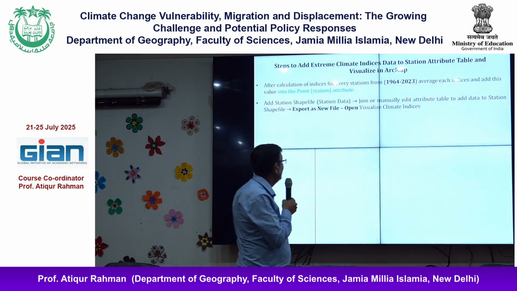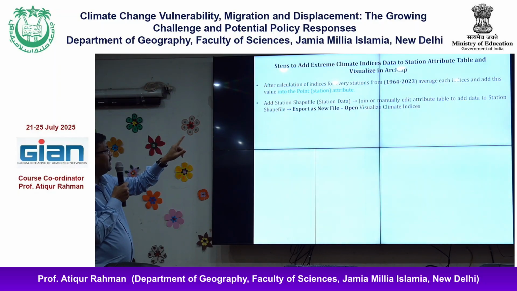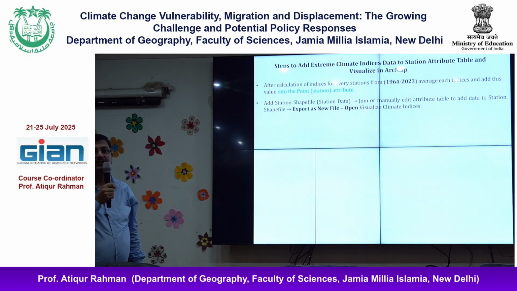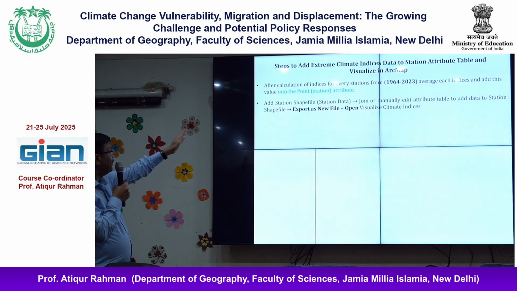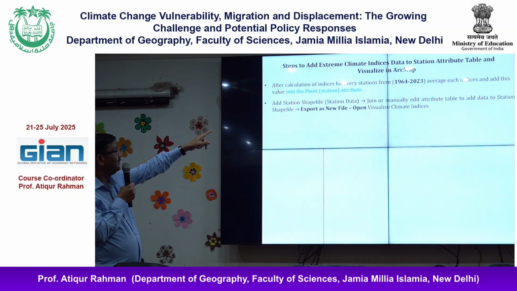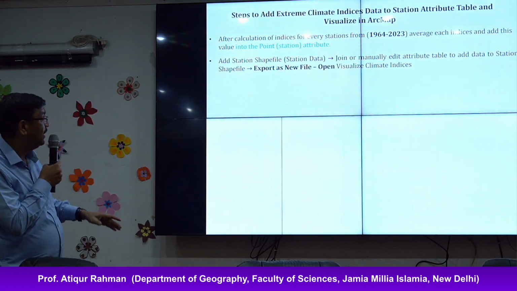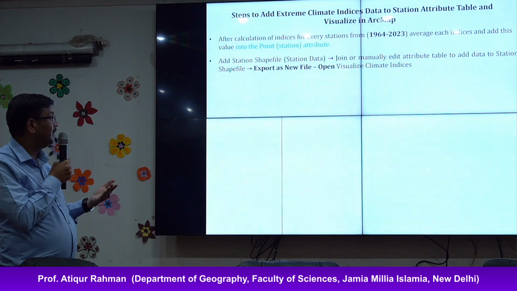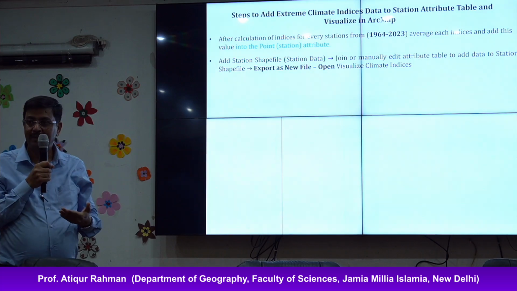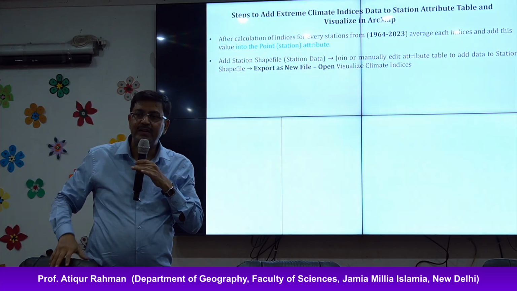Next, please. Now, then we go to add extreme climate indices data to station attribute table and visualize in the ArcGIS software. What we do? This is after calculating 9 indices for every station from 1964 to 2023. It is how much? It is 64 years. And to have a better result, we need to have longer period of data.